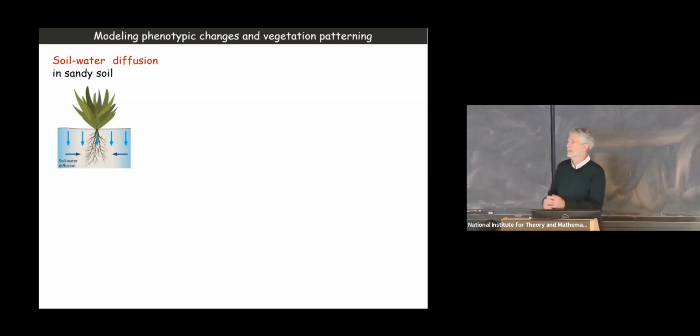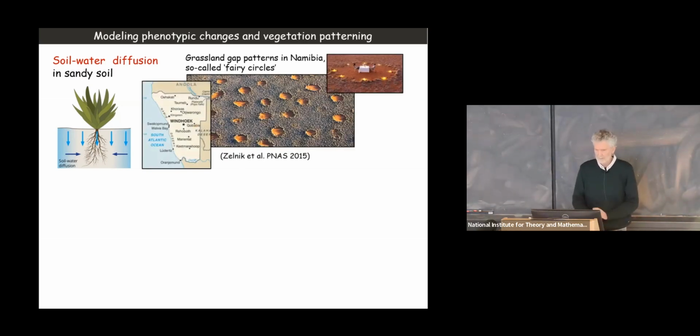The roots take up water, deplete the water content, induce soil water gradient, and soil water diffusion. An example of that mechanism appears to be grassland gap patterns in Namibia, the so-called fairy circles. If you heard about that, they are also big, actually can be even bigger than in Australia.